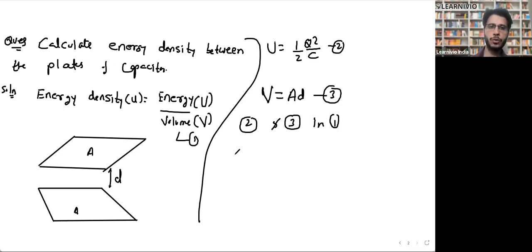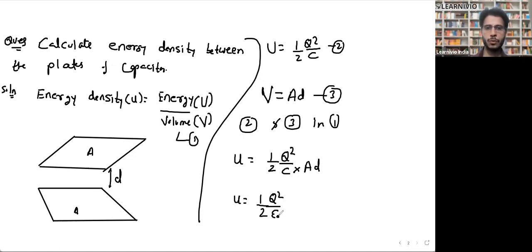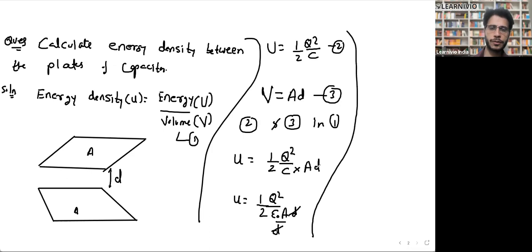When we substitute 2 and 3 in 1, the energy density becomes energy, which is half Q squared by C, divided by volume, that's A into D. Next, we can write the capacitance as epsilon naught A by D, the expression for a parallel plate capacitor, multiplied by D. This D will cancel this D. So the expression of energy density has one more A.